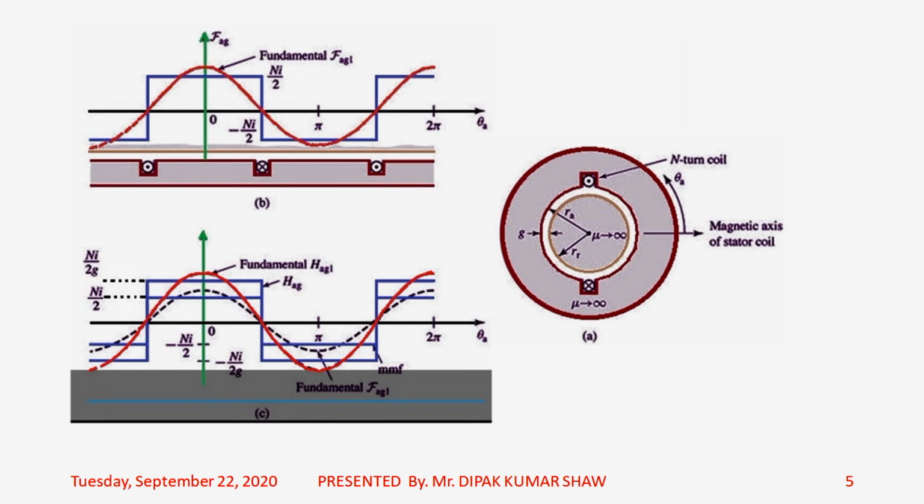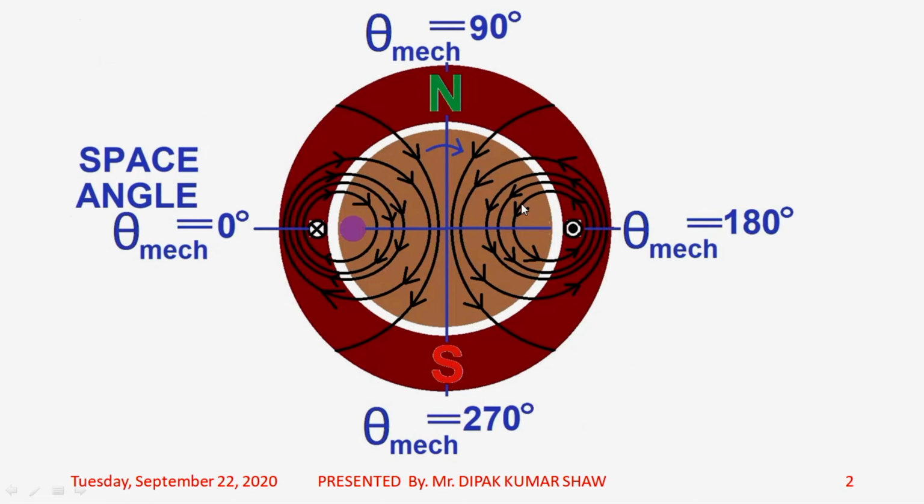So you can think that this variation of magnetic flux density in the air gap periphery will be sinusoidal. Now when we are saying that the variation of magnetic flux density B in the air gap will be sinusoidal, then of course we are assuming that harmonic components are absent, and only the fundamental component is there.